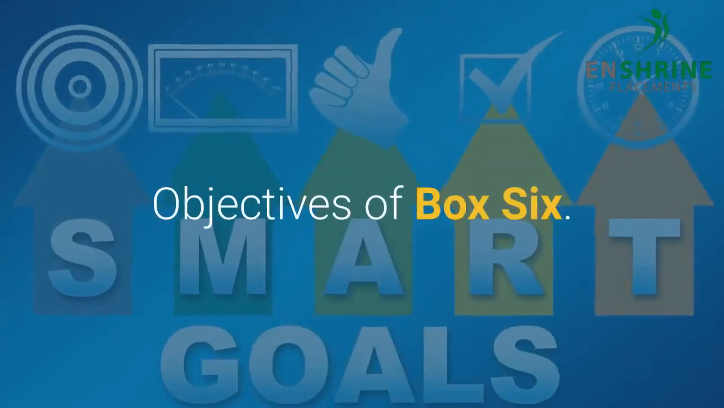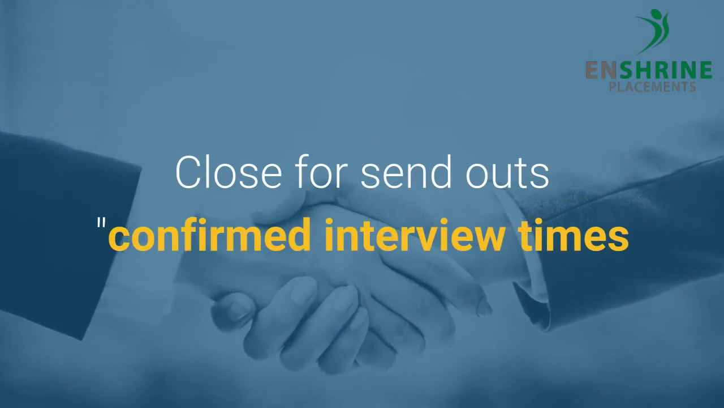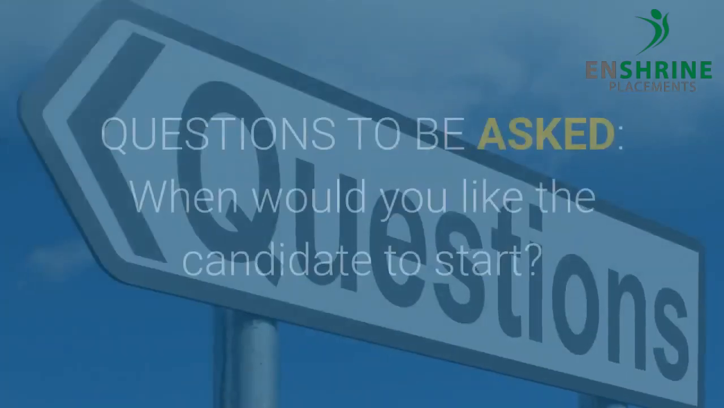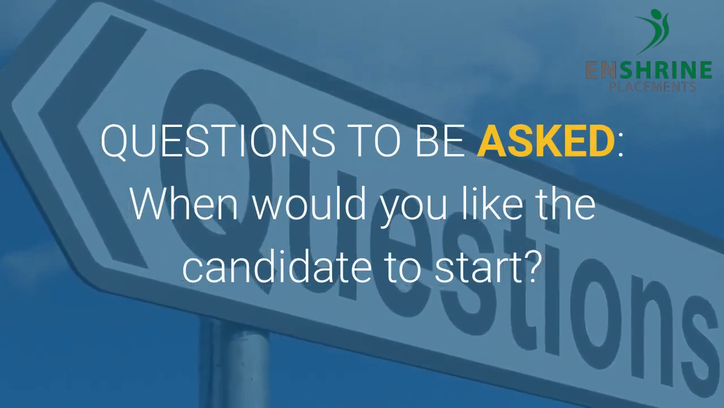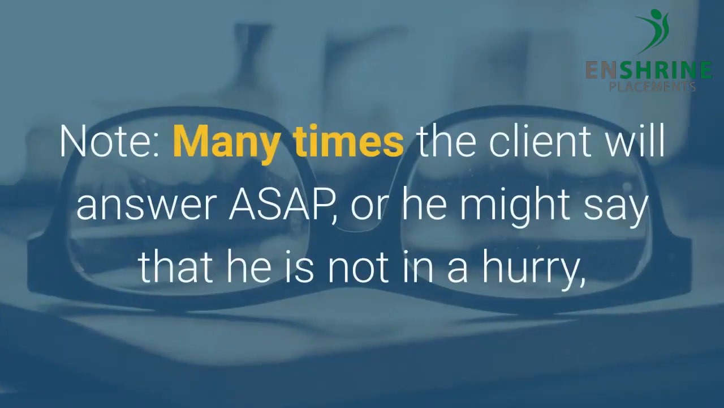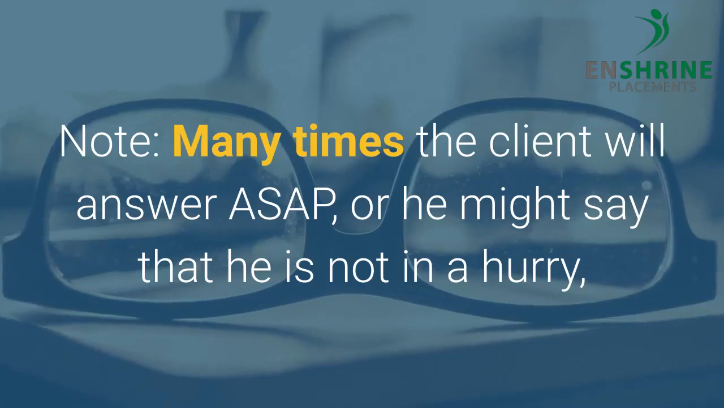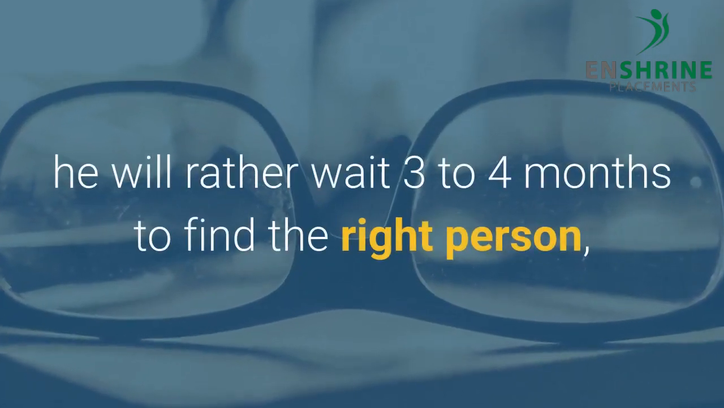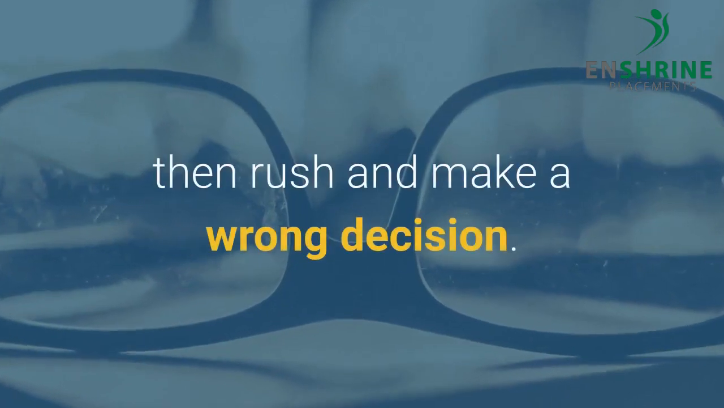Objectives of Box 6: close for send-outs, confirmed interview times for your candidates to meet with your client. Questions to be asked: when would you like the candidate to start? Note, many times the client will answer ASAP, or he might say that he is not in a hurry, he will rather wait 3 to 4 months to find the right person, than rush and make a wrong decision.